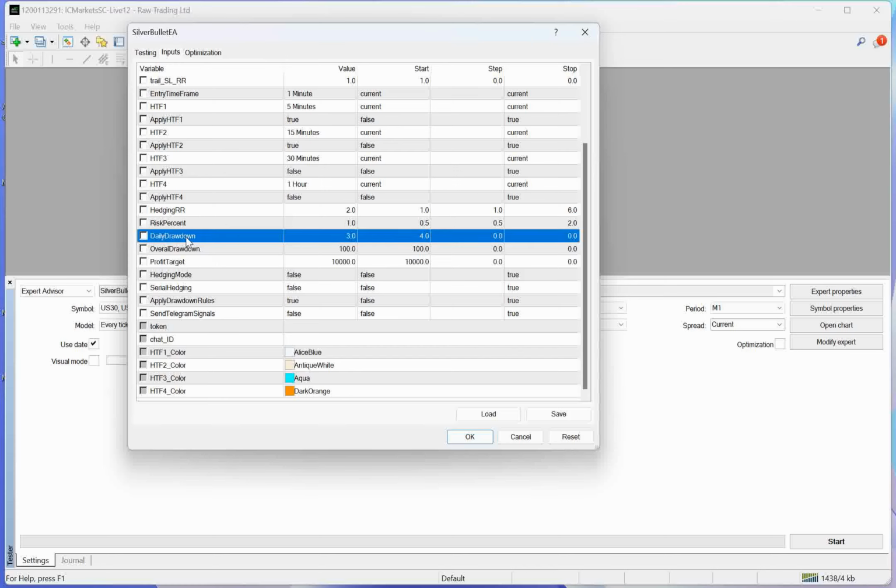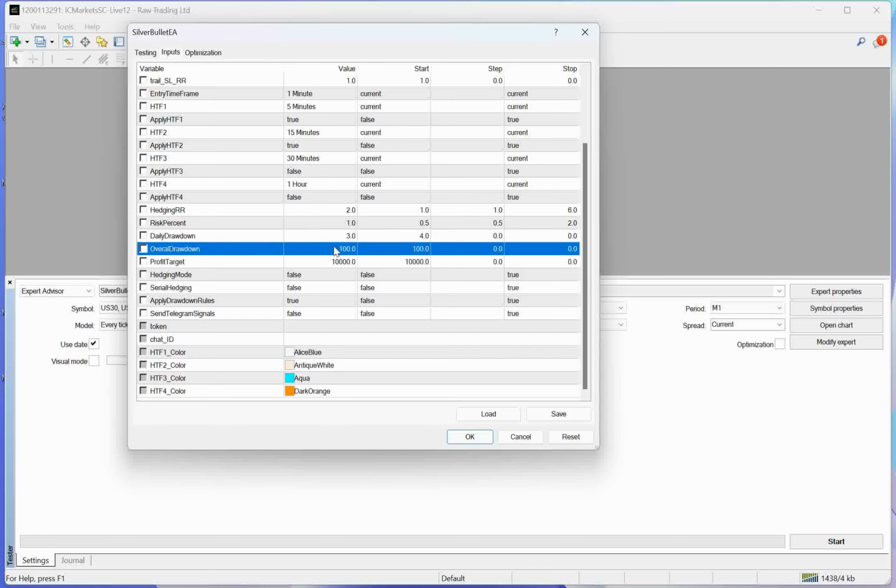Then here is a daily drawdown function. This EA actually manages the account for you. You can set it to say, if you lose this much percent in a day, stop trading. At the moment it's at 3. You can put it to whatever you want depending on your risk appetite.